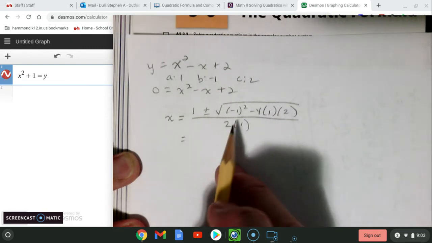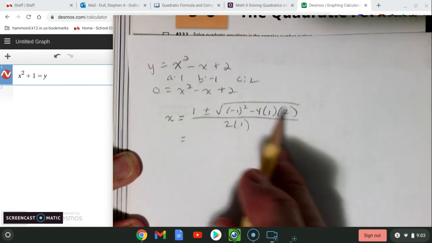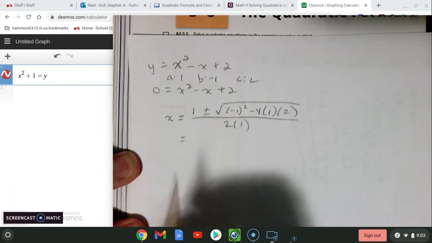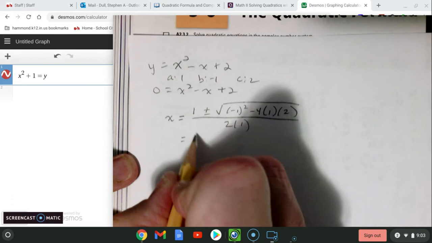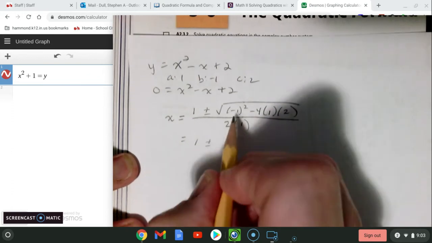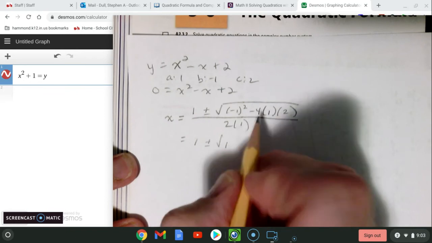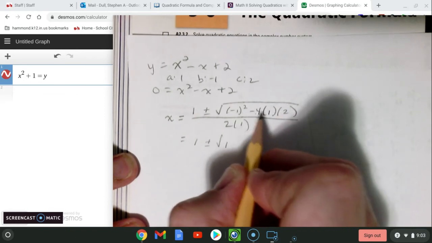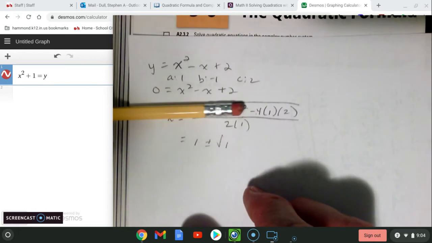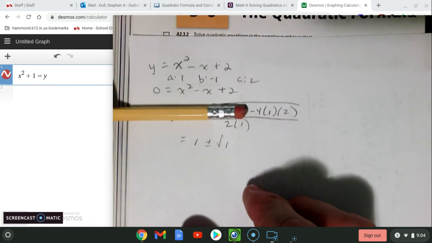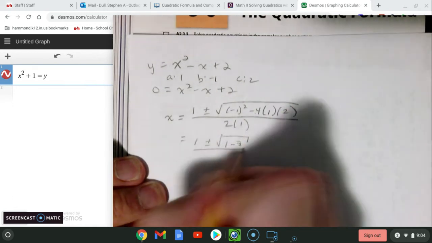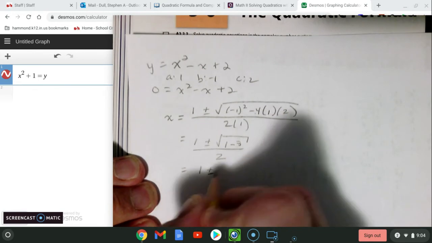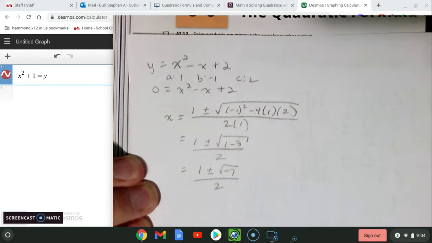Go ahead and pause the video and simplify this down until we get your radical simplified. And I want you to take a look at something that happens. You can go ahead and check your work with me now. So negative 1 squared, that's 1, minus 4 times 1 times 2. We said we were going to imagine that we're just multiplying three numbers together. Negative 4 times 1 times 2, that's negative 8, all over 2. So 1 plus or minus the square root of negative 7, over 2.